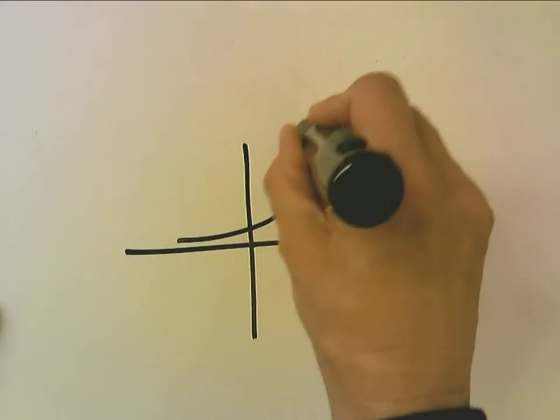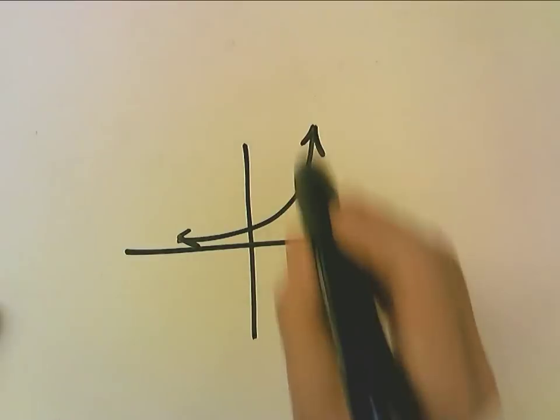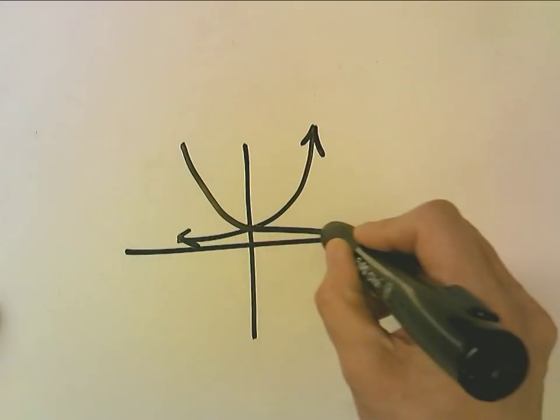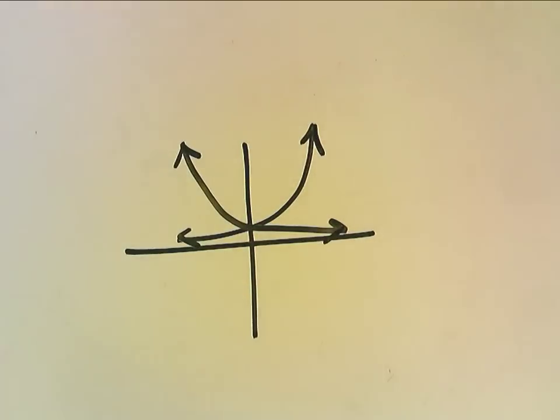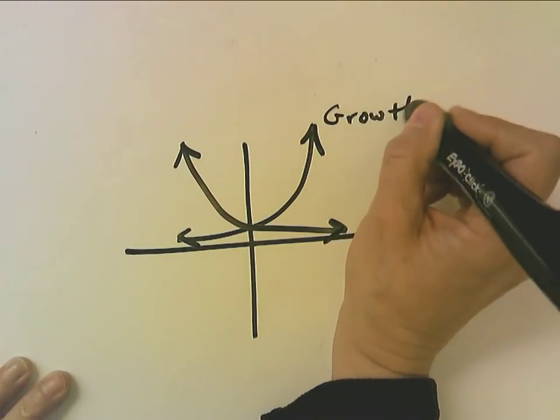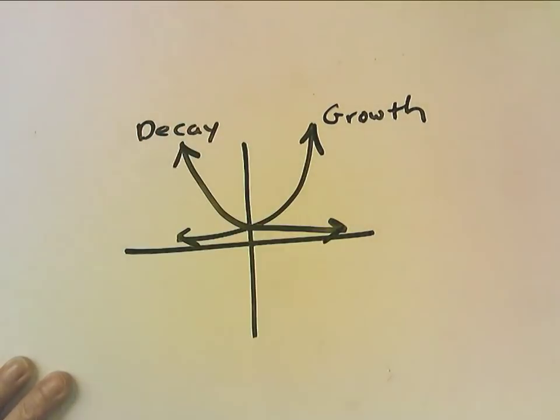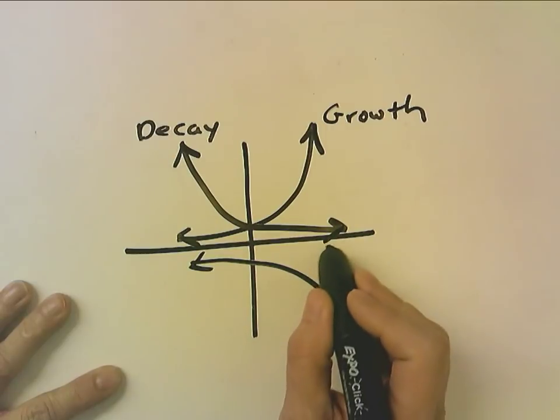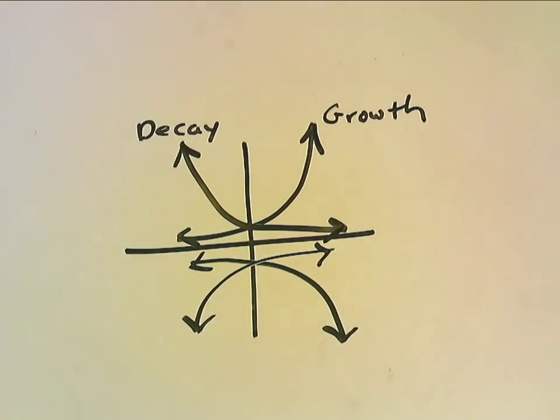So, where a growth function will look like this, because as x gets bigger, y gets bigger, a decay function will start big when x is negative and get smaller when x gets more and more positive. So this is growth and this is decay. Now, we don't call them growth and decay when they reflect, but this is the reflection of growth and this is the reflection of decay. So you can reflect an exponential function, it's just not called decay or growth, and that's when A is negative.